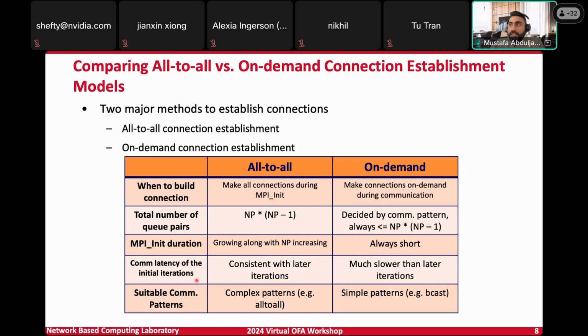In terms of the communication latency for the iterations, assuming that we have an iterative execution where you would call the collective iteratively, for example for applications coming from the umbrella of deep learning training, the allreduce collective would be called in an iterative fashion. So for the initial iterations, in terms of latency, they are consistent with the subsequent iterations. However, with on-demand, since you need to do this step that hasn't been done before, the initial iterations are much slower. And definitely, the all-to-all is suitable for more complex patterns than those of the on-demand.